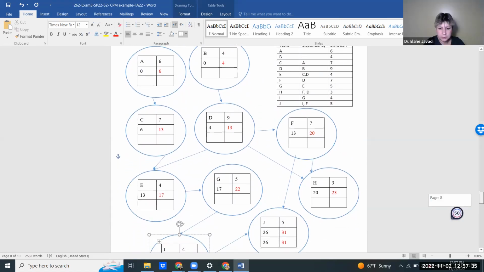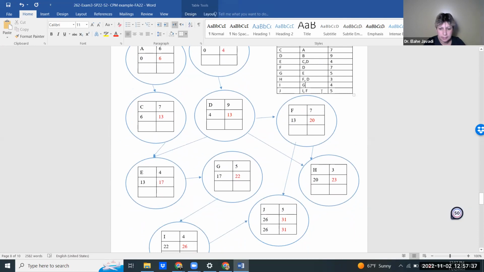Nothing depends on H, which is bad. So class, we have to change our network. Just modify this network. Make I depend on H. Does that change anything else? No, make I depend on H.